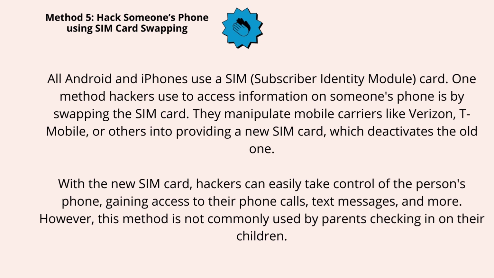Method 5. Hack someone's phone using SIM card swapping. All Android phones and iPhones use a SIM (subscriber identity module) card. One method a hacker uses to access information on someone's phone is swapping the SIM card. They manipulate mobile carriers like Verizon, T-Mobile and others into providing a new SIM card, which deactivates the old one.